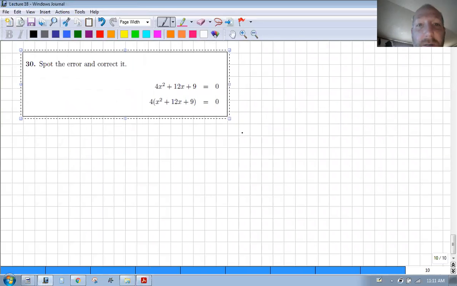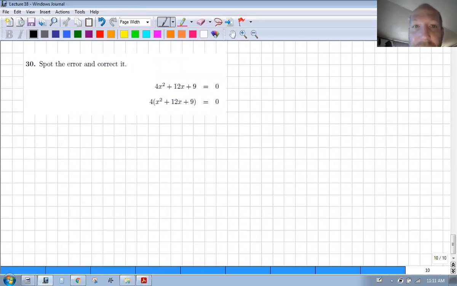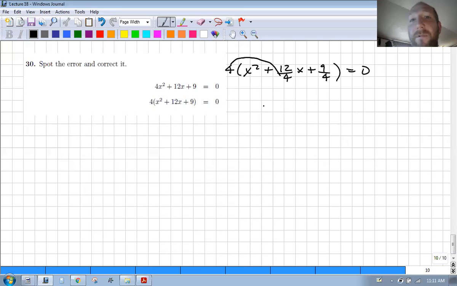All right, spot the error and correct it. Well, they factored the 4 out incorrectly, right? You're going to factor a 4 out. It would look like this, right? 4 times 12 over 4. The 4s would cancel and give you the 12, right? We need to have a 3 here. So yeah, they factored it out of this one, but they didn't factor it out of the others.